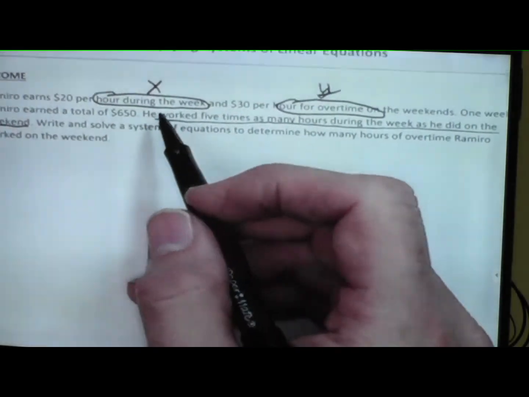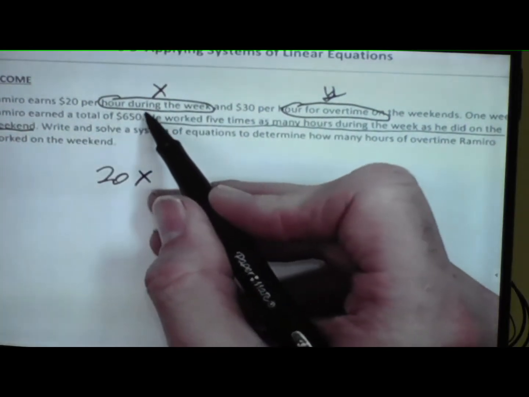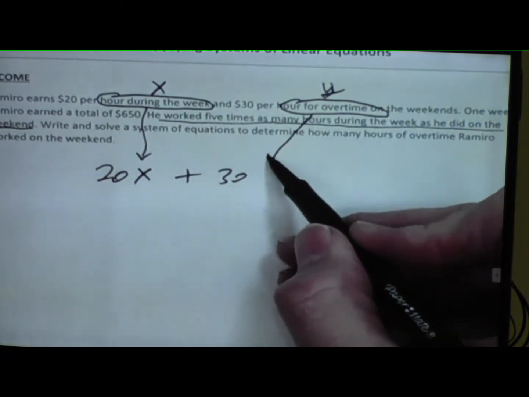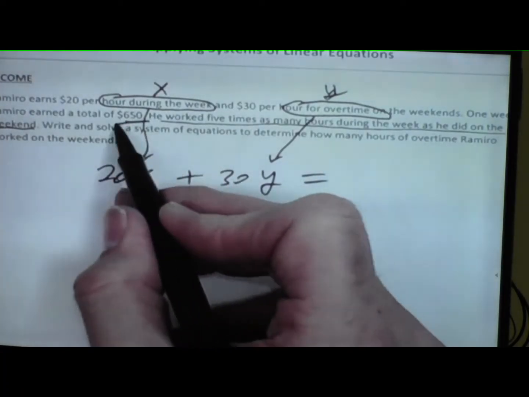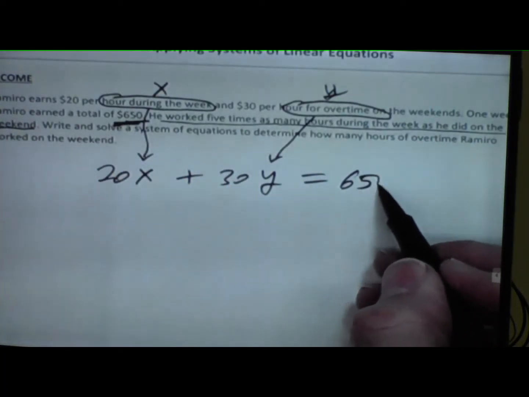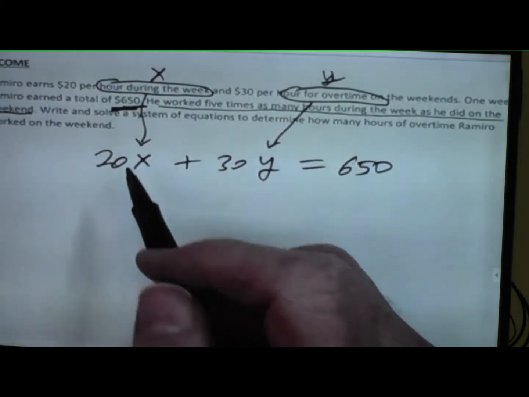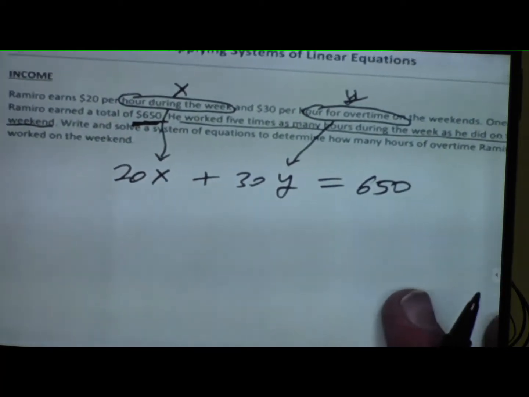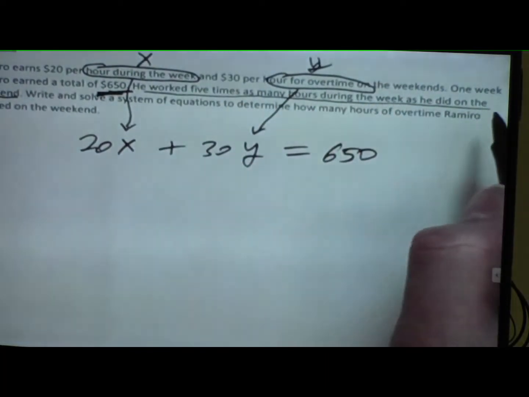So now it's amount of dollars. $20 times the hours per week plus $30 times the hours on overtime is equal to that total 650. So now we have one equation. Okay? If we knew how many hours for one, we could solve for the other. But we don't know either of them yet. But now we use this other information.